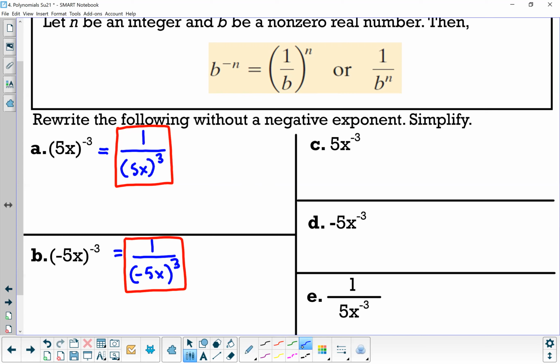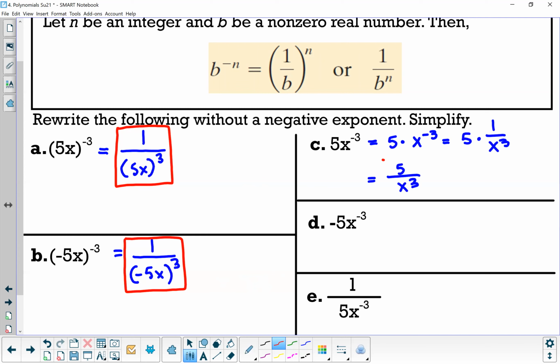Okay, letter C, 5x to the -3. Notice there's no parentheses around the 5 and the x. So that means that exponent of -3 is only for the x. In essence, you could think of this as 5 times x to the -3. So it's like you're saying 5 times, and then you take the reciprocal of x to the -3. That's 1 over x cubed. Or simply put, that's 5 over x cubed.